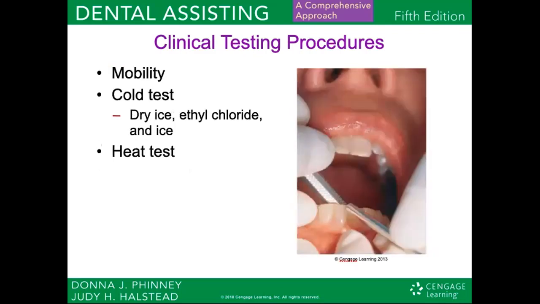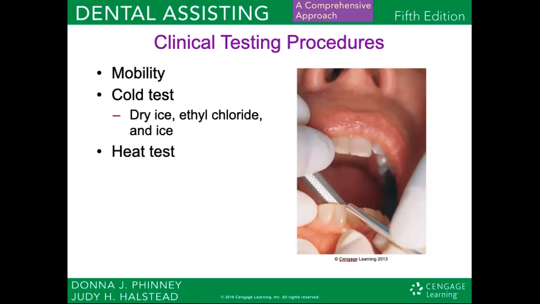Mobility is evaluated to determine the condition and involvement of the supporting structures of the tooth. Teeth that move 2 to 3 millimeters should not have a root canal therapy as they lack sufficient support, and an extraction would normally be done instead. Pressure is applied on the lingual and facial sides of the tooth to see if they move at all.